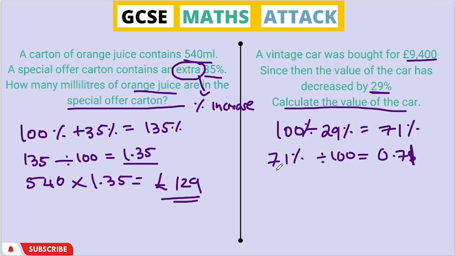So what you're going to do now is 9,400 times 0.71. If you place that in your calculator, you should get 6,674.